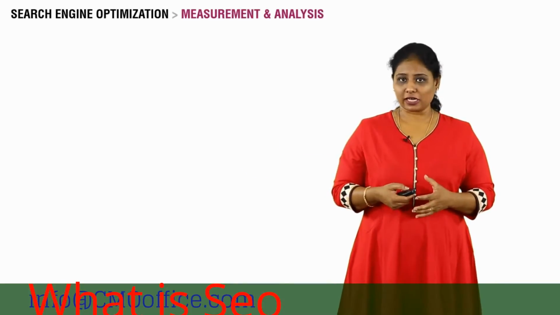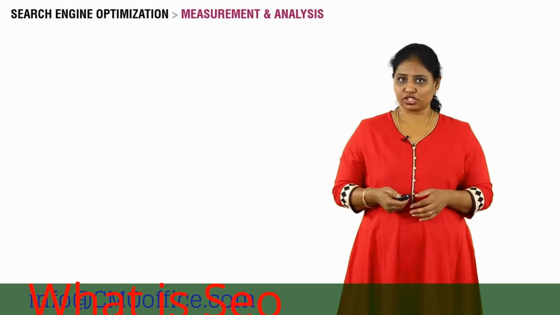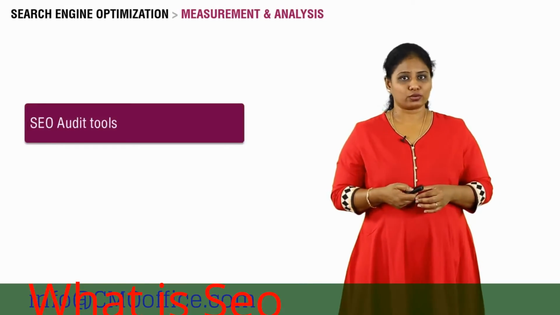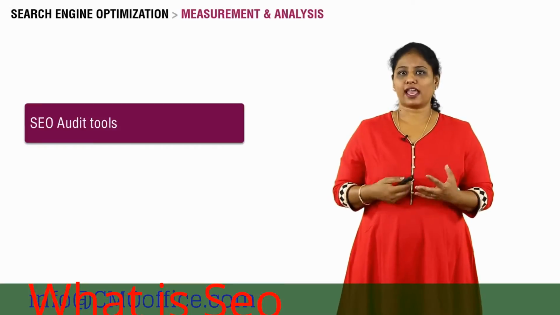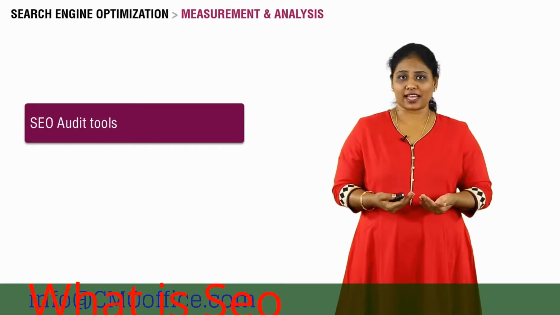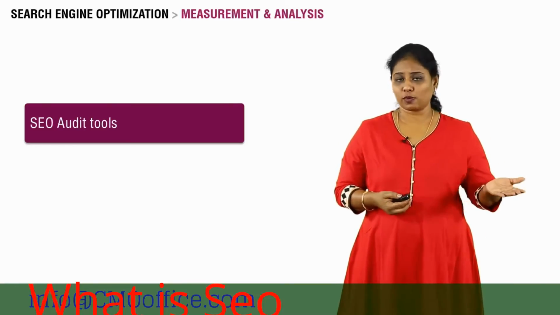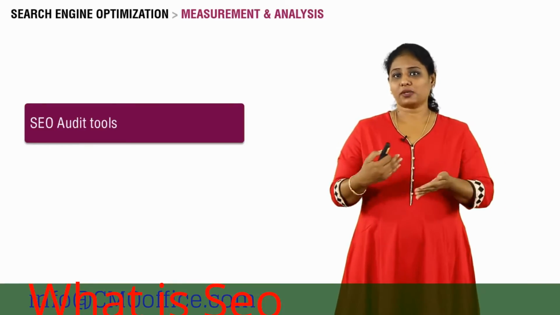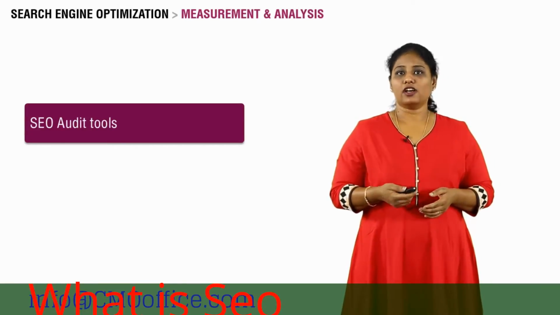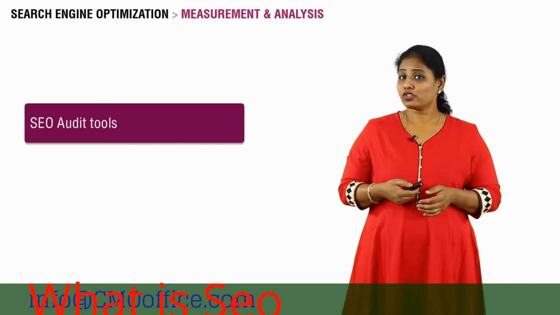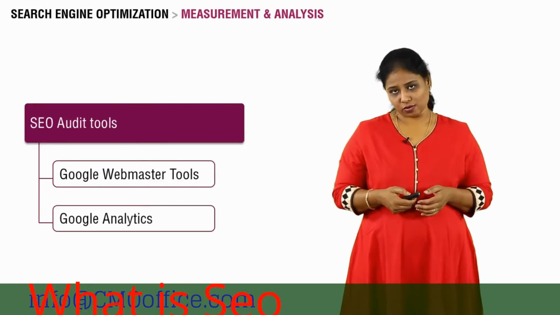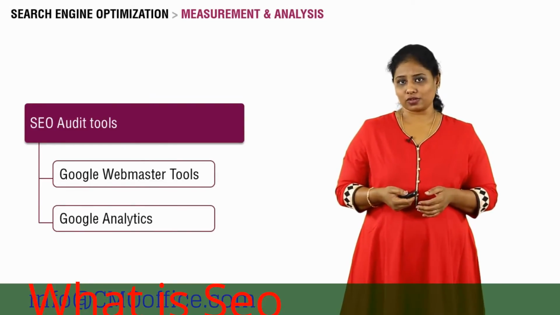There are a lot of tools available to measure and analyze search engine optimization performance. These are called SEO audit tools. As any other process, an audit process for search engine optimization is where you take a look at your site, at the various factors that we just spoke about, and measure the performance or the parameters. There are a lot of tools available for SEO audits, but the most important of them are the Google Webmaster Tools and Google Analytics. Let's take a closer look.